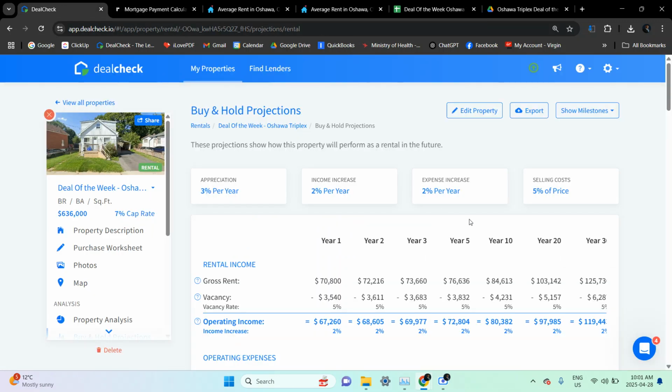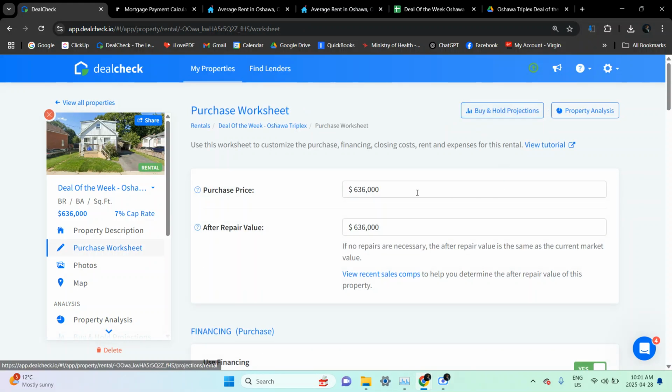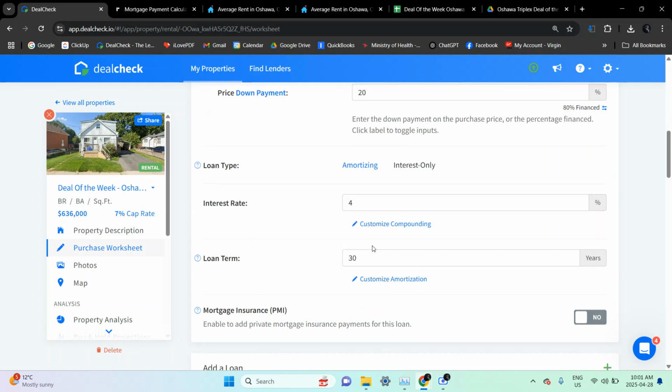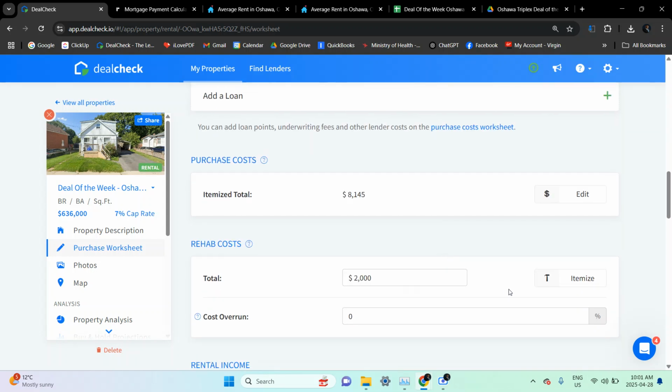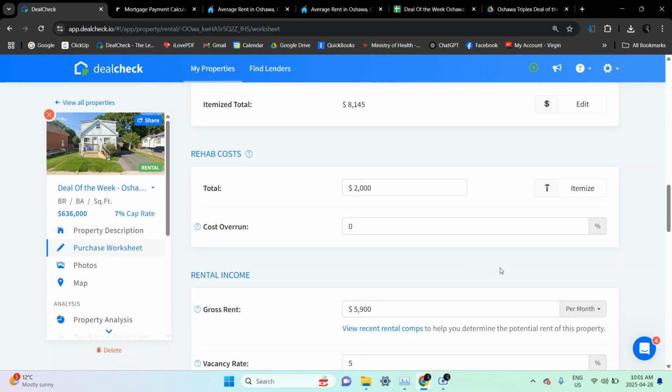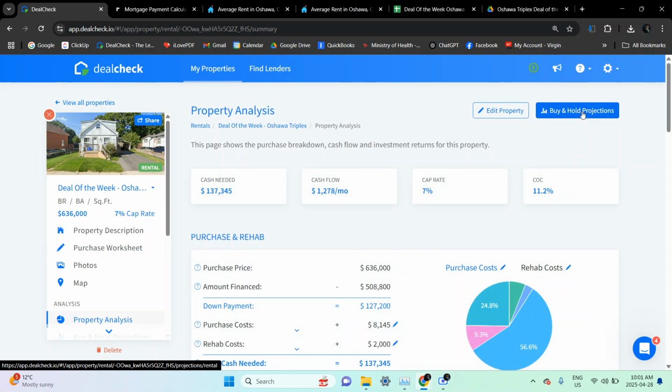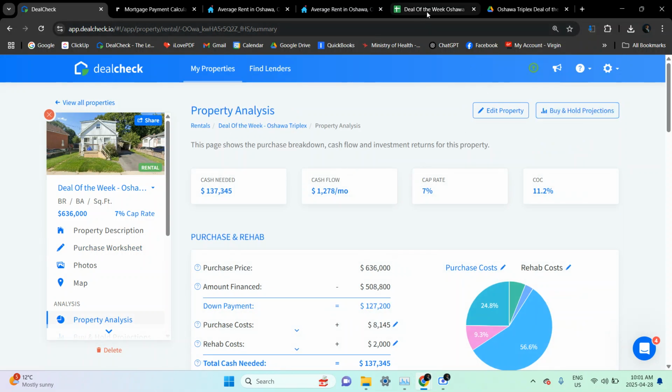And we can check it out on a 20-year. So let's take this, let's up this to 20% down payment. We will keep 4% interest, keep the loan the same, pretty much keep everything else the same there. And we will go see what those numbers look like if you put 20% down. Now, obviously, the cash needed is going to increase significantly, but your cash flow also increases significantly, and your cash on cash goes down as well.